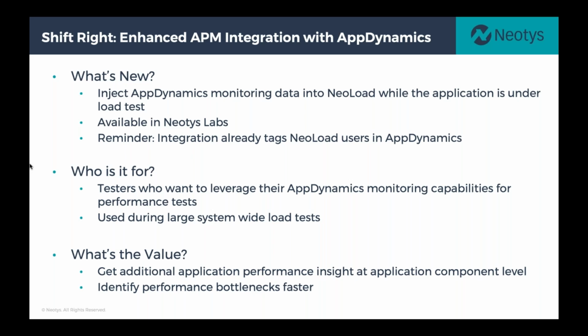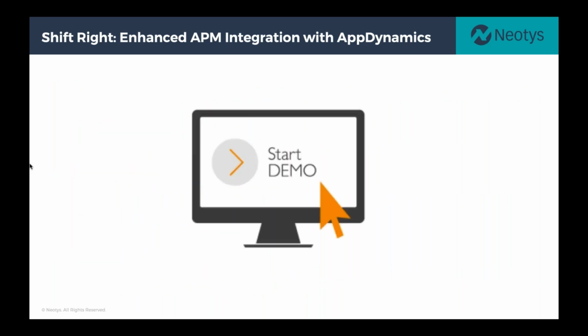Okay, so this is allowing testers or performance engineers or automation engineers to leverage, in this case, the AppDynamics capabilities around monitoring. So not only do you have the ability to add monitors in NeoLoad as you always have, but now you can actually leverage APM tools' monitoring to push that back into NeoLoad. Okay, so this is giving you that super value of having actionable insight as to really what's going on from a component level and identifying those bottlenecks much faster than you previously had. Okay. So how does this work?